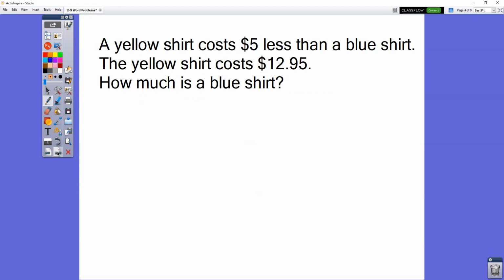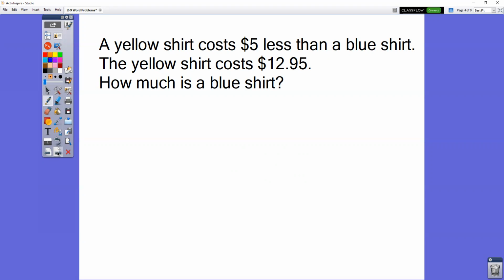In the next one, a yellow shirt costs $5 less than a blue shirt. The yellow shirt costs $12.95. How much is the blue shirt? So think inside your head, would I add, subtract, multiply, or divide to normally solve it? So the yellow shirt costs $5 less than the blue shirt. So the blue shirt is going to be more. So normally what you would do to solve it is you would add together those two numbers, all right?